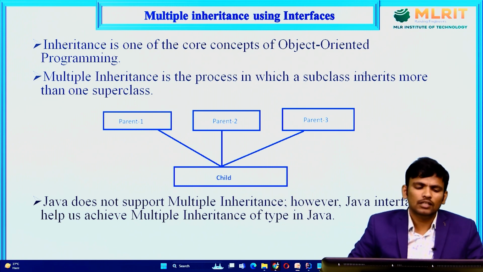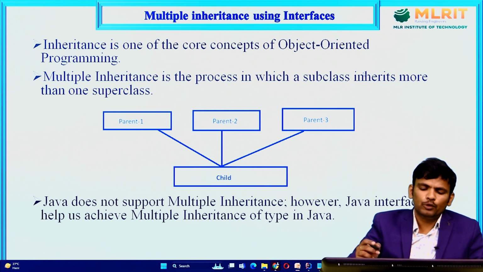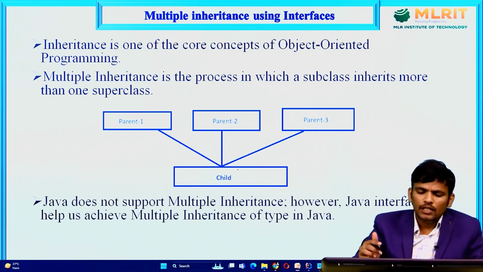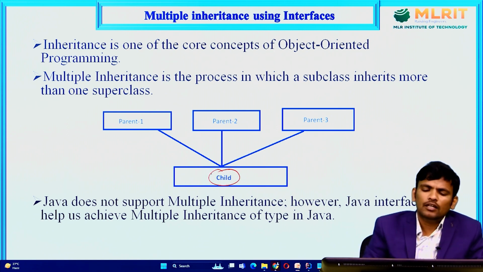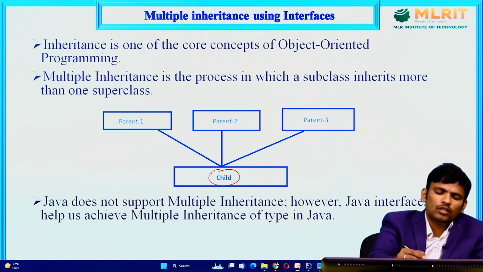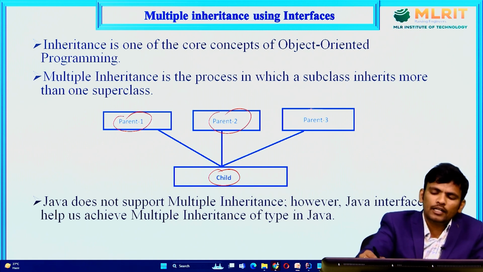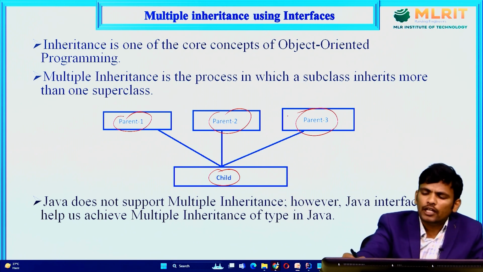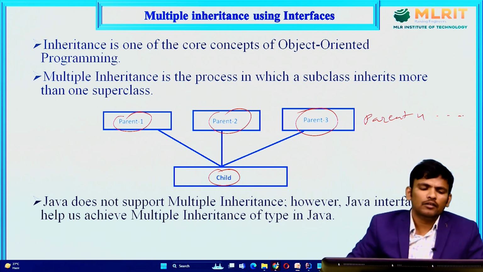Suppose if you take an example, here I am deriving a child class. The child class has parent class 1, parent class 2 and parent class 3. If you want, you can take parent class 4 also, any number of parent classes. So what is multiple inheritance? Deriving one single child class from multiple parent classes is multiple inheritance.